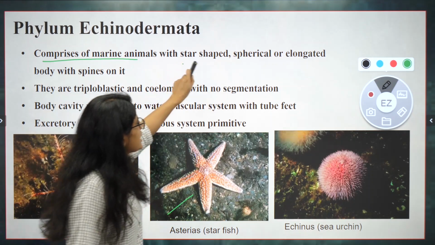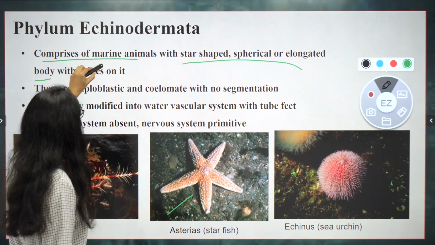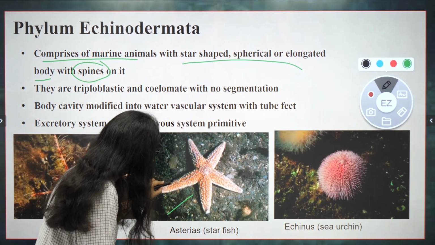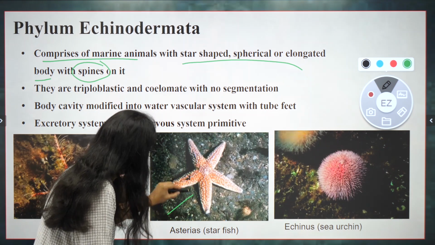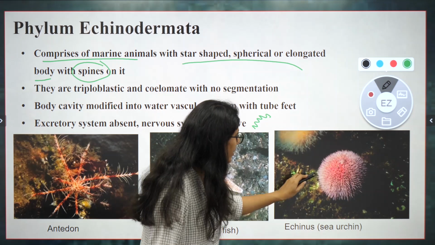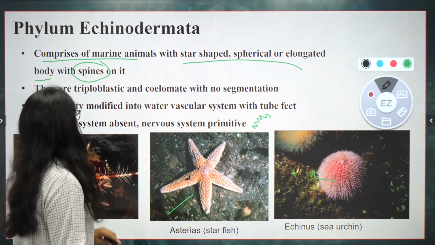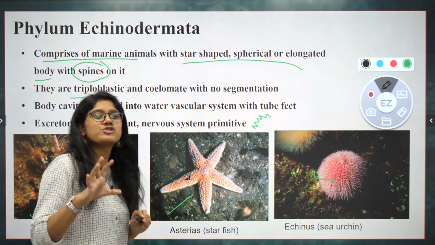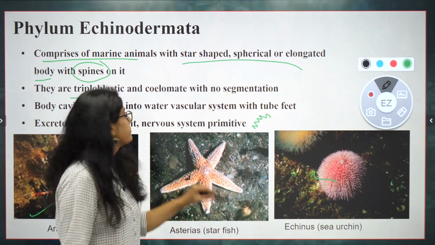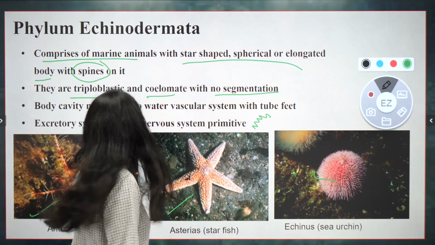Okay, star shape, spherical shape, or elongated shape. Okay, and the important thing is that they have spines on it. If you see a closer look, they have basically spines. Small spine-like structures are there on their body. Over here also see, and over here also you can see. They always have the spines. Triploblastic, we don't have to worry about it. We know that it is triploblastic. Coelomate, and of course they don't have any segmentation.